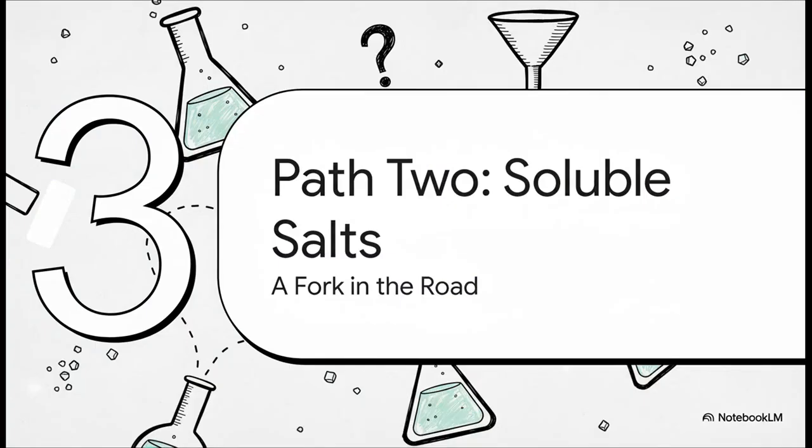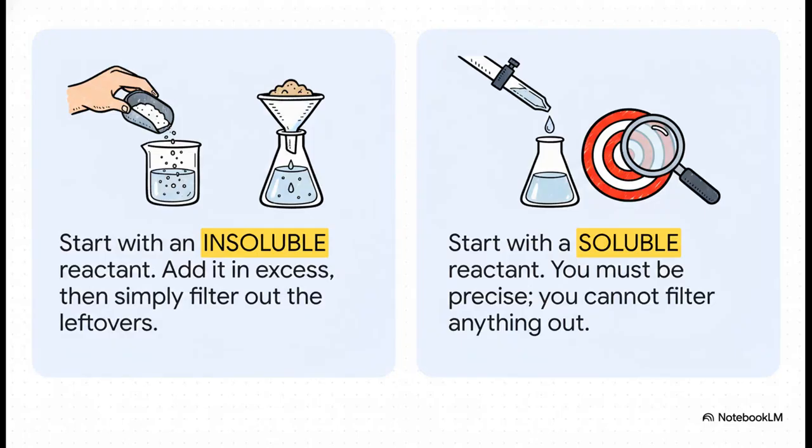Okay, but what if your target salt is soluble? What if you need to make something like copper sulfate, which disappears completely in water? Well, this is where our journey gets a little more interesting and we come to another fork in the road. So the choice here all depends on your starting materials. Look at the left side. If one of your reactants is an insoluble solid, like copper oxide powder, life is easy.